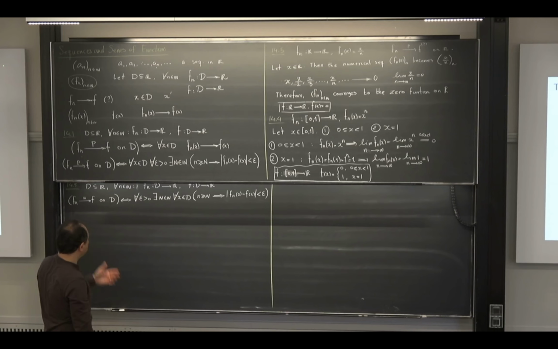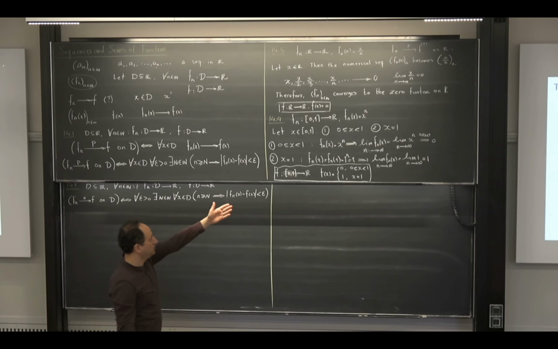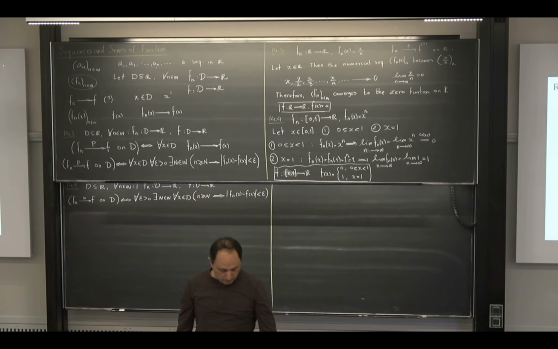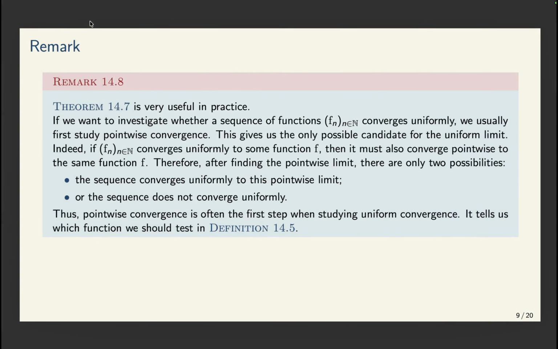Okay, so it's important to know: uniform convergence implies pointwise convergence, but as you see in this example, which we will talk about later, not the other way around. But this theorem is useful if we want to investigate whether a sequence of functions converges uniformly. We usually first study pointwise convergence. This gives us the only possible candidate for the uniform limit.